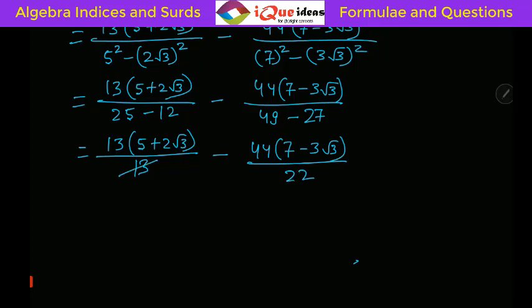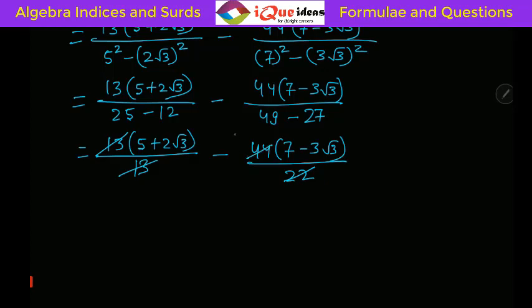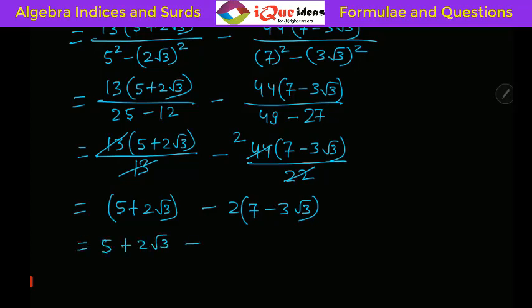Now why? Because this 13 gets cancelled by this 13, and this 22 cancels 44 2 times. So what we have finally is 5 plus 2 root 3 minus 2 times 7 minus 3 root 3. Right? Now open the bracket. So it will be 5 plus 2 root 3 minus 2 sevens is 14, minus minus plus 6 root 3.